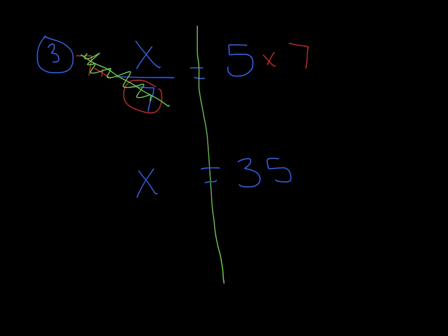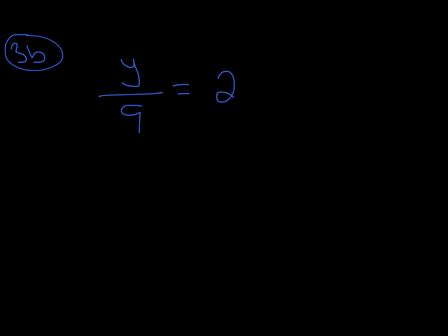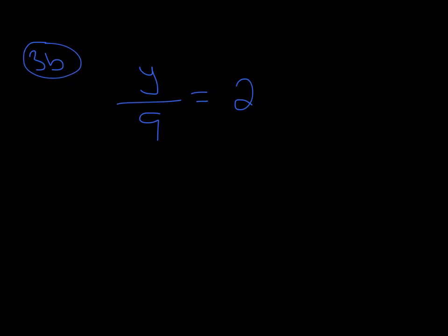Let me show you one more example. The last one here. We got a different letter. Instead of an x, we got a y. But same thing. We're still trying to get rid of that bottom number. That bottom number that we got right now would be that 9. So we're trying to get rid of that number, okay? We're going to multiply by whatever number's at the bottom. So since a 9's at the bottom, we're going to multiply both sides by 9.